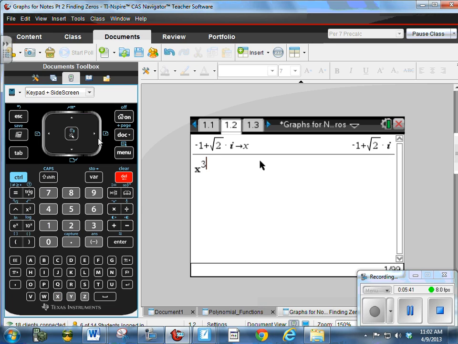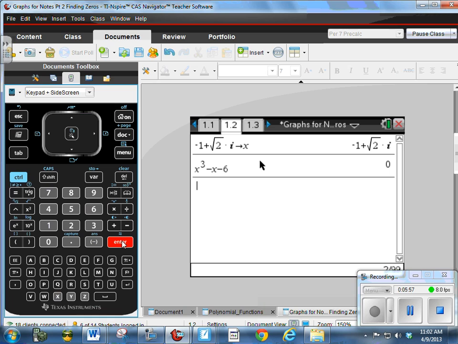I always tend to do that. X cubed, I got to arrow over, minus x minus 6, or was it plus 6? I don't remember my original problem. I better look at it. Minus 6. Okay. And push enter, and notice I get 0.